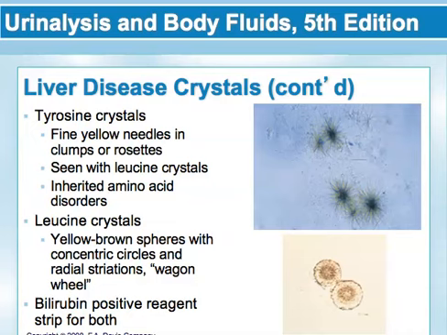And leucine crystals are seen less frequently than tyrosine crystals, though they can also have that yellow to yellow-brown color. They will appear in spheres of concentric circles and radial striations, so they're referred to as wagon wheels. They will also correlate with a positive bilirubin result and will be accompanied by tyrosine crystals when they are present.